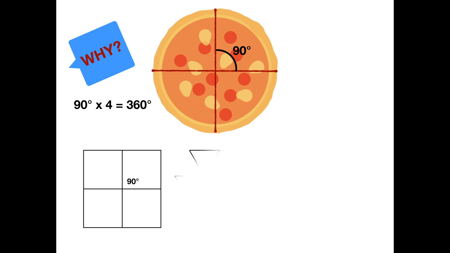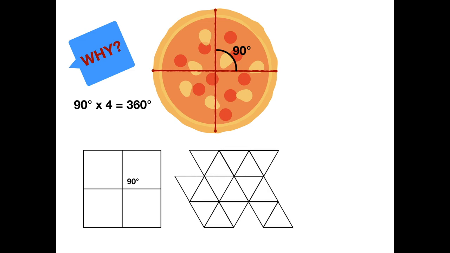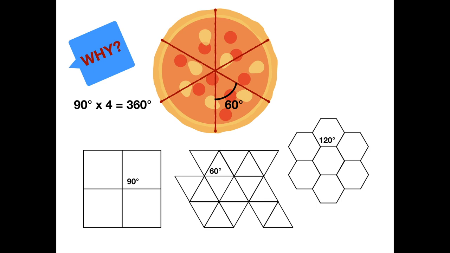How does this relate to a triangle? Well, the internal angle of a triangle is 60 degrees. And what happens if we divide our pizza up into 60 degree pieces? Sure enough, we now get six equal parts. So everybody's happy. Everybody's got the same size piece of pizza. What about hexagons? The internal angle of a hexagon is 120 degrees. And if we divide our pizza into 120 degree pieces, now we've got three equal parts, but again, everybody's happy.